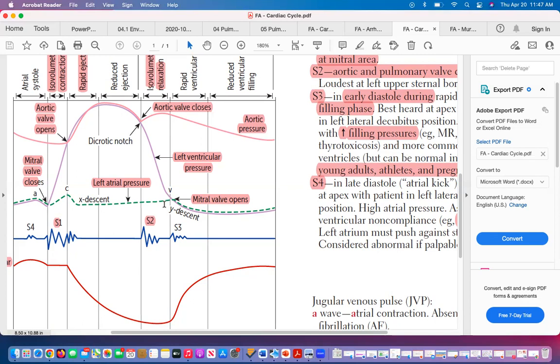As you see here, when the pressure is high enough that it can overcome the pressure of the left ventricle, now it's able to open the mitral valve. So the mitral valve opens because the left atrial pressure is able to overcome the left ventricular pressure. The moment the left atrial pressure is higher than the left ventricular pressure, because the left atrium is receiving blood from the pulmonary veins, and the blood pressure is high enough, then it's able to open the mitral valve.